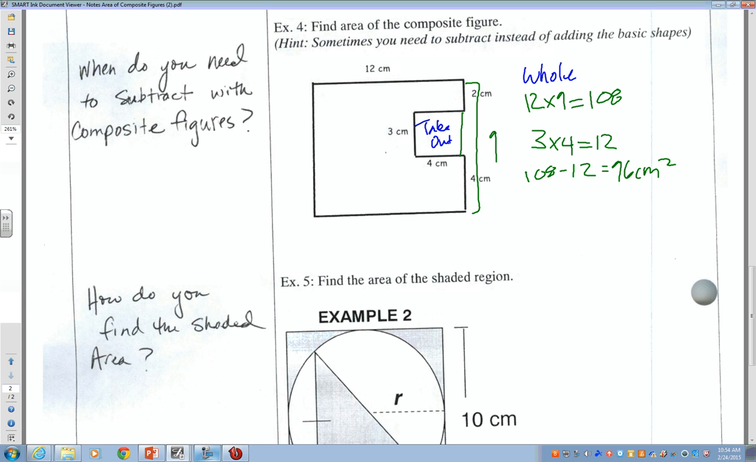Okay, this is good right here. Or Joseph is showing a different way, because there's more than one way to get to the answer. He cut it into rectangles, drawing your lines horizontal, and then adding up the pieces. You still should get to 96 centimeters square. Do we have questions on this?